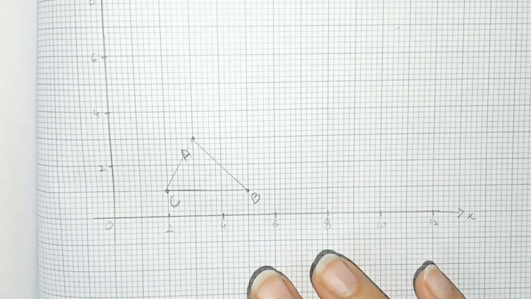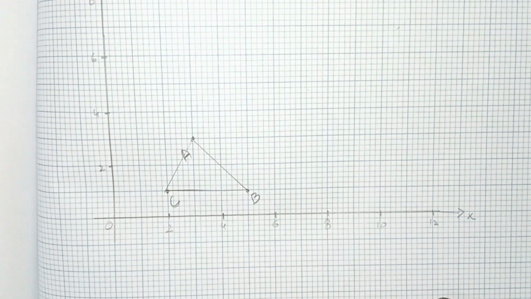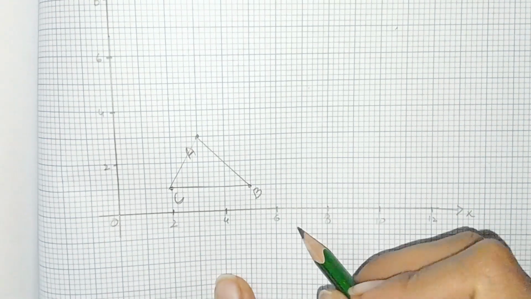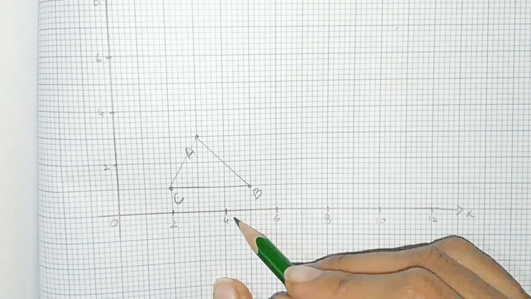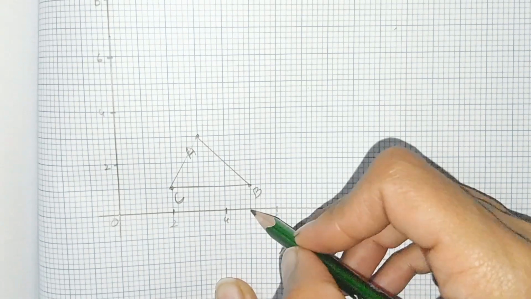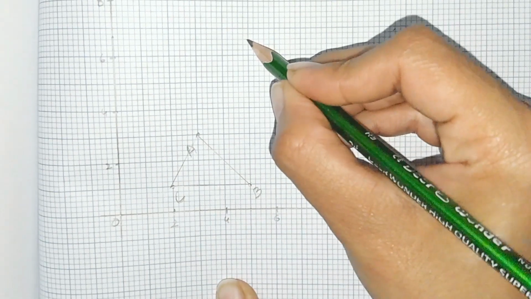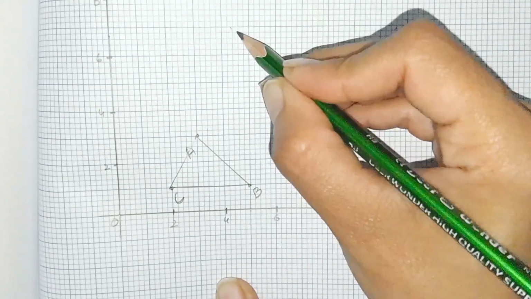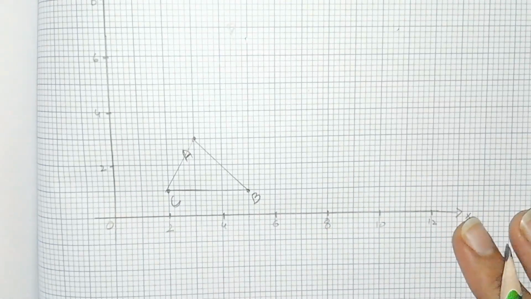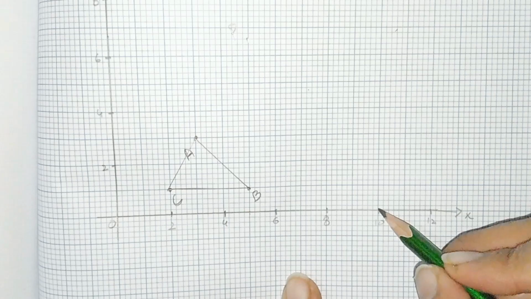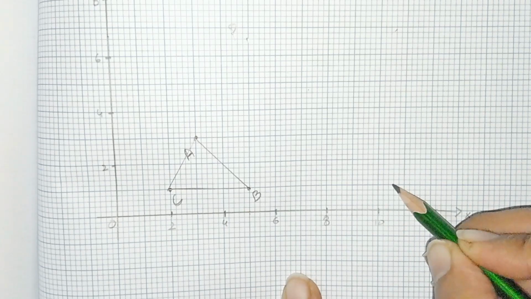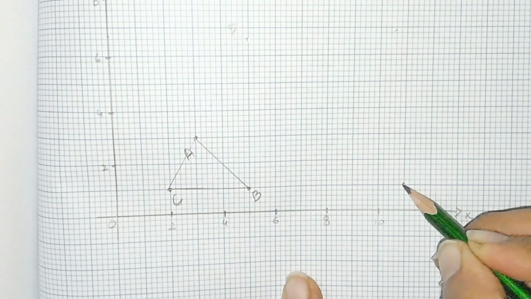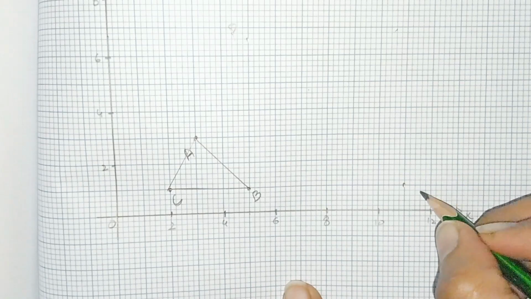Now students, this is a triangle. Now we have to draw its image. P is (5, 7). This is 5, and along the y-axis this is 7. This is the point P. And Q is (11, 1). This one is 11 and this is 1. This is Q.